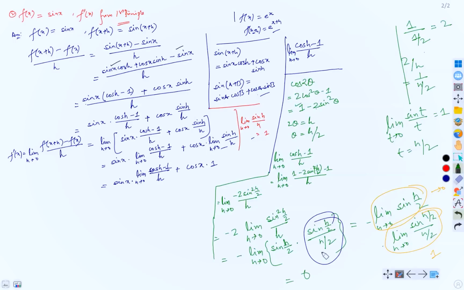Okay. So, what do we obtain finally? We obtain this is sine x times 0. This whole limit boils down to 0, right? Because this is 0 and this is 1. Therefore, this times 0 plus cosine x times 1, this equals cosine x. Okay. Therefore, from the first principle, we obtain f dash x equals cosine x.